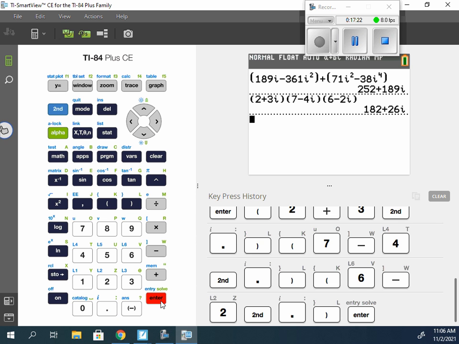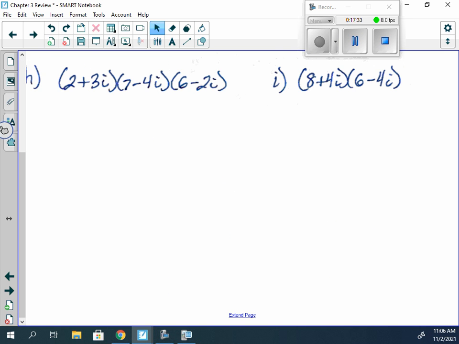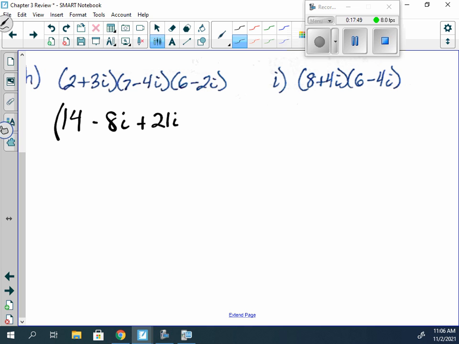So if you were to do this on paper, you would do 2 plus 3i times 7 minus 4i first? Yep. Because if we did this by hand, we'd have to do the distributive property first. So we'll do 2 times 7, which is 14. 2 times negative 4i would be negative 8i. Then 3i times 7 is plus 21i. And 3i times negative 4i would be negative 12i squared.